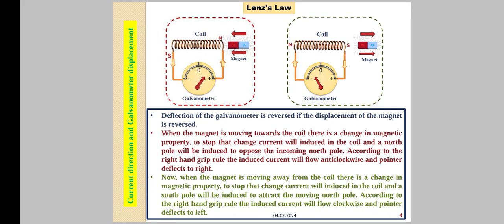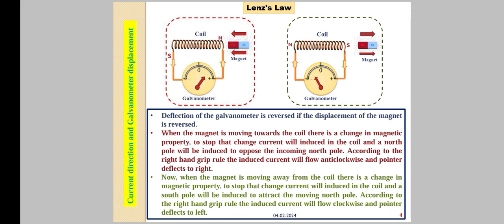where the magnet is moving towards the coil, and in the second circuit the magnet is moving away from the coil. In the first condition, when the magnet is moving towards the coil, there is a relative motion between them, and EMF will be induced. Because of that EMF, there will be some current flow and galvanometer deflection. That galvanometer deflection is in the clockwise direction or on the right hand side.